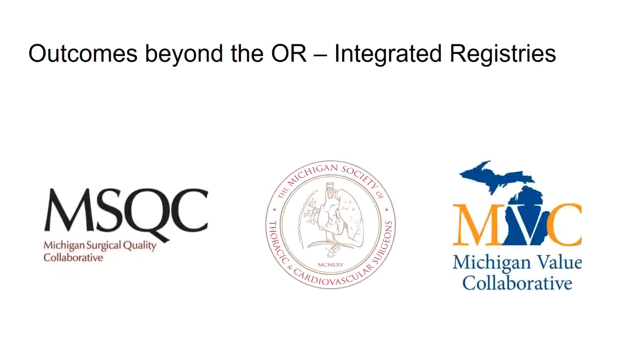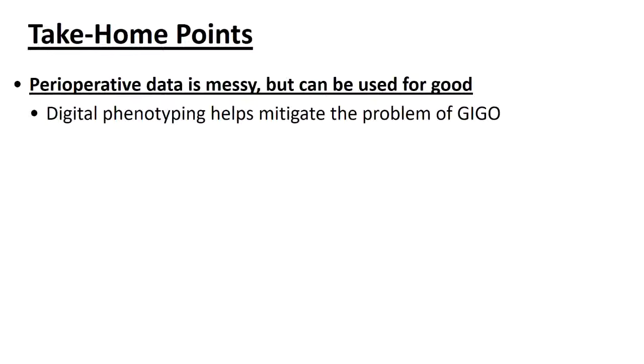One brief slide on surgical outcomes registries. A couple different groups across the state of Michigan have agreed to work with our group to combine surgical outcomes. These groups are the MSQC, the Michigan Society of Cardiovascular Surgeons, MSTCVS, and Michigan Value Collaborative, which is a group looking at cost data and integrating it with MPOG. Through this integration, we've been able to do different projects that we wouldn't have been able to do with one of these data sets alone.